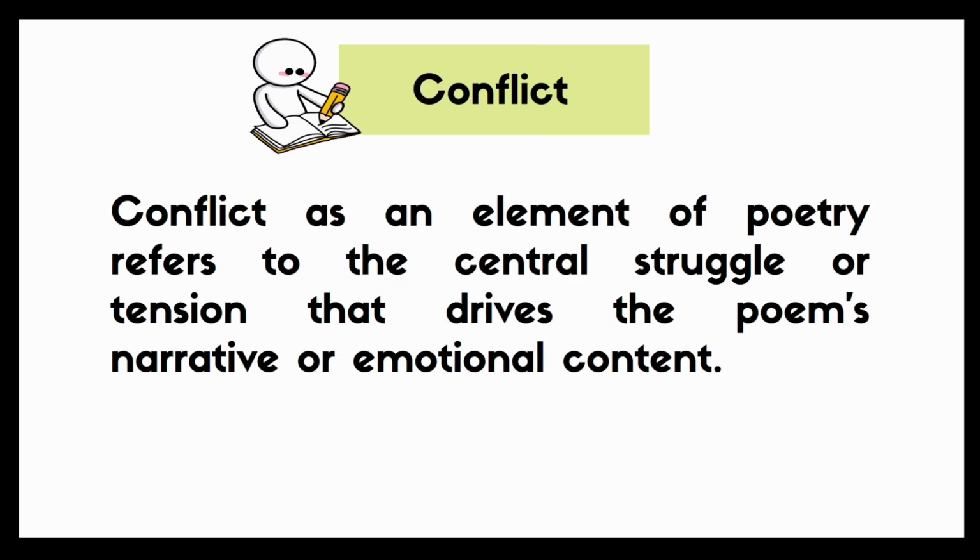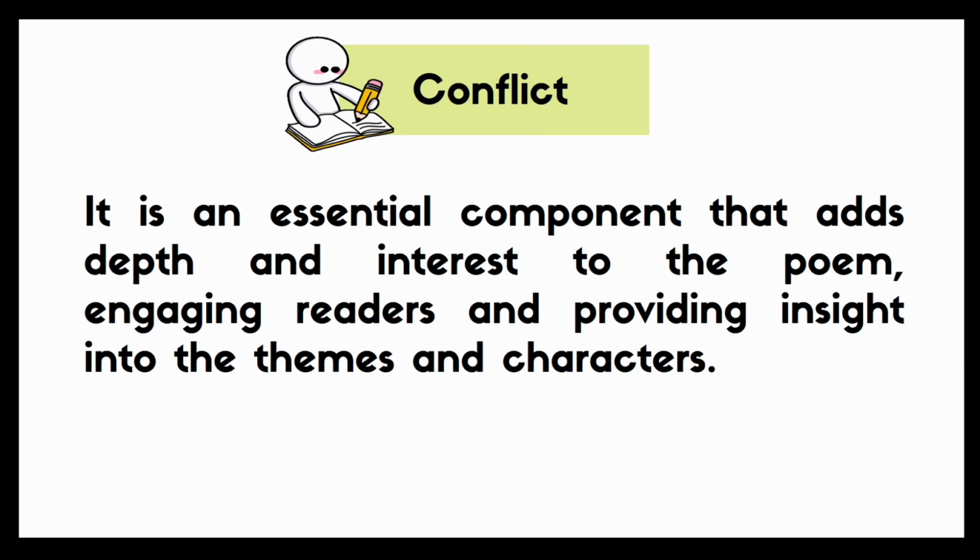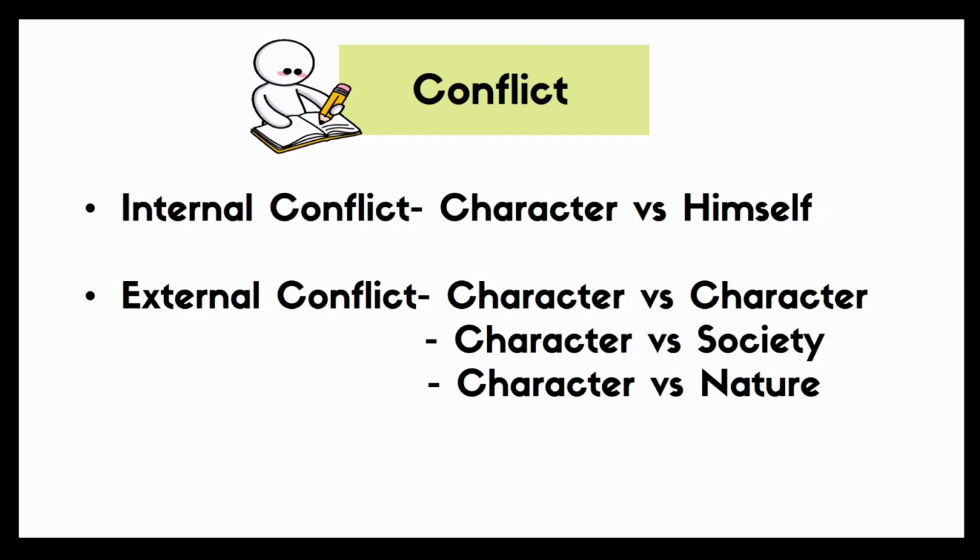What is conflict? Conflict as an element of poetry refers to the central struggle or tension that drives the poem's narrative or emotional content. It is an essential component that adds depth and interest to the poem, engaging readers and providing insight into the themes and characters. A conflict can be internal or external. Internal conflict means character versus himself, while external conflict includes character versus character, character versus society, and character versus nature.